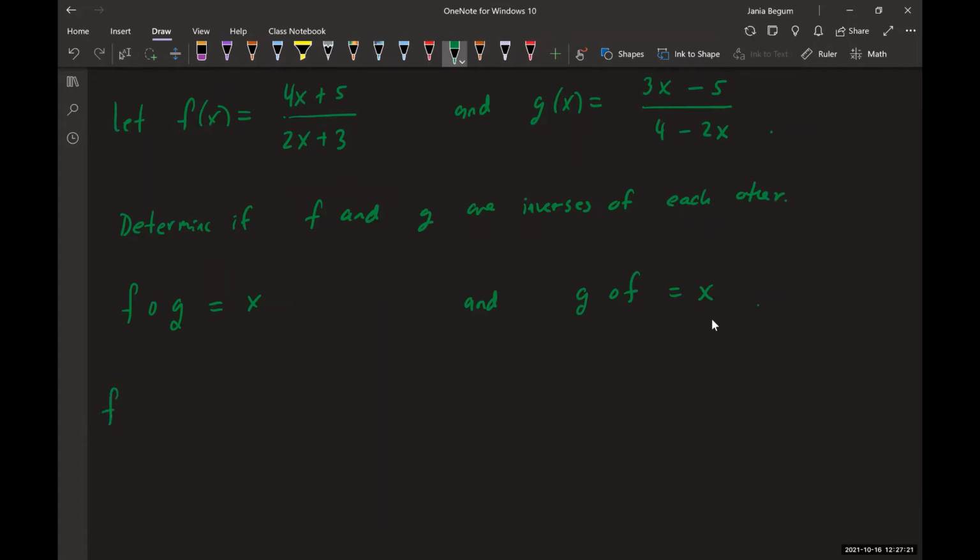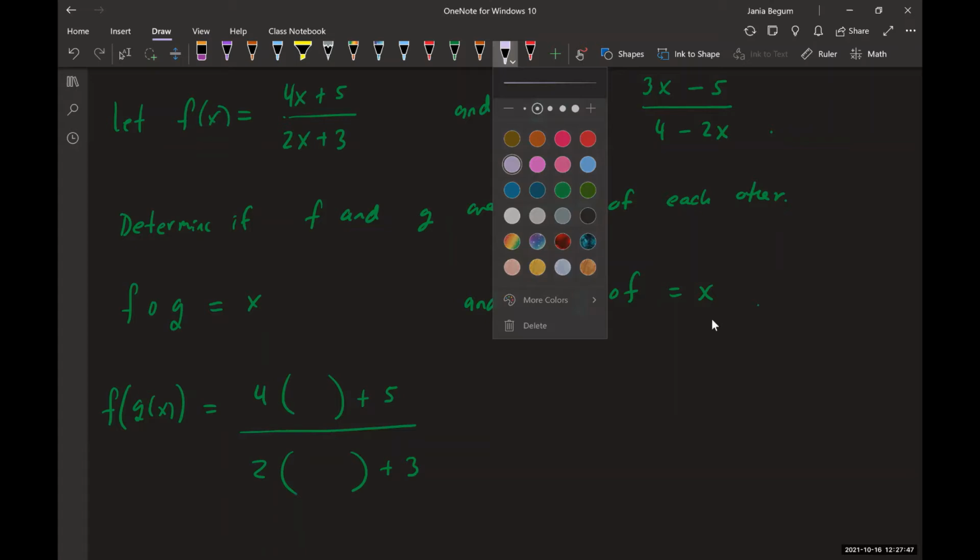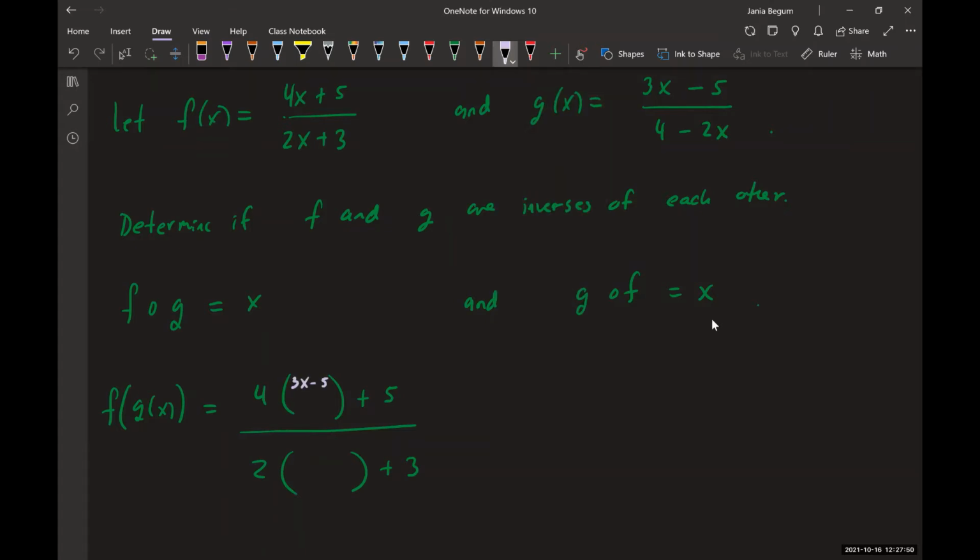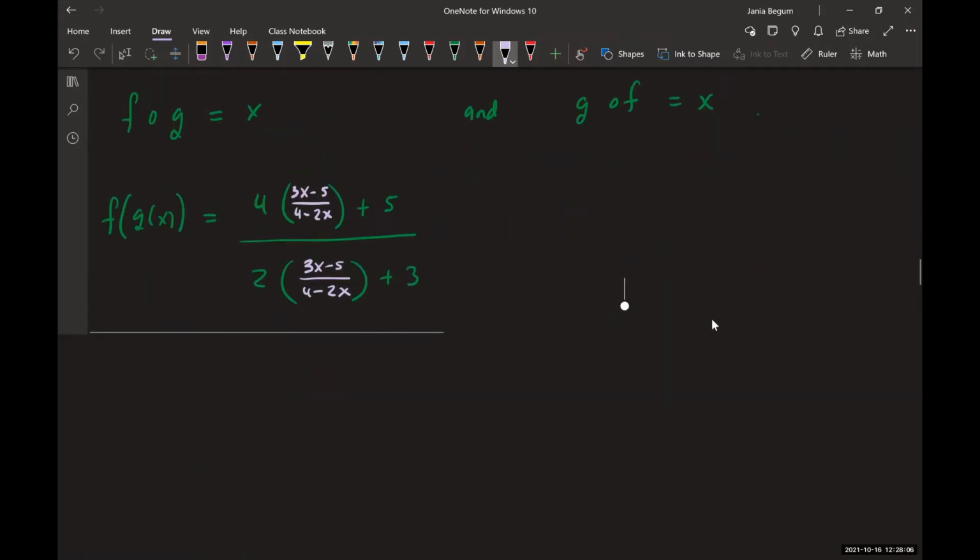So we have f of g of x. Now, this problem is actually going to be long because these functions are both rationals. So if I plug g into f, that's going to be 4 times x plus 5 over 2 times x plus 3. Now, what is x? Well, x is going to be g. So that will be 3x minus 5 over 4 minus 2x in both places. So that's the setup for f composed with g. So let's go ahead and simplify that.